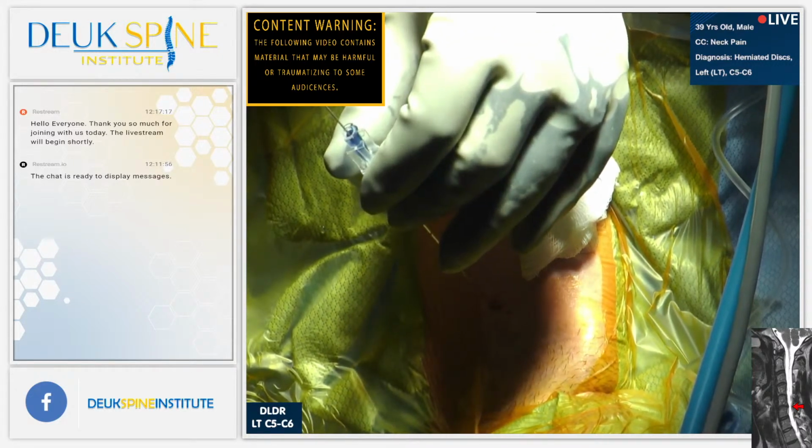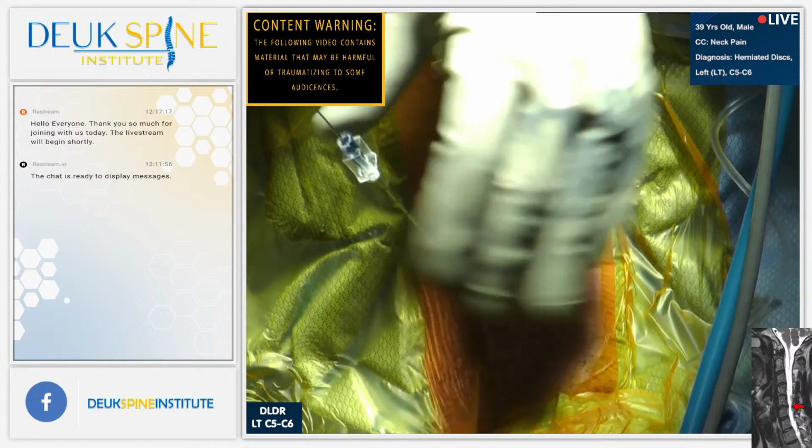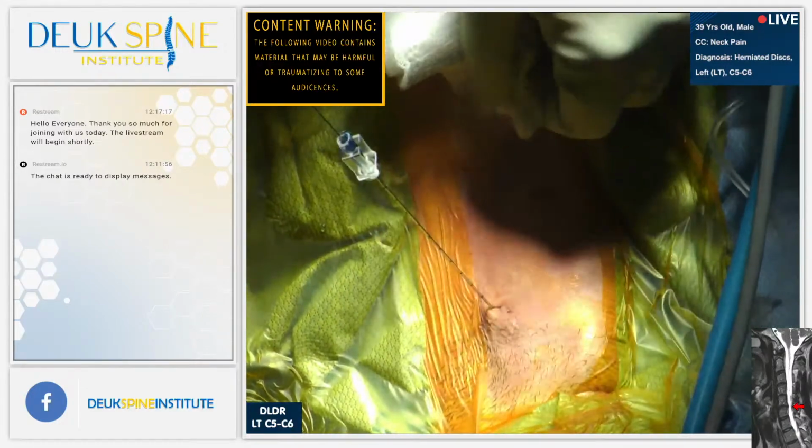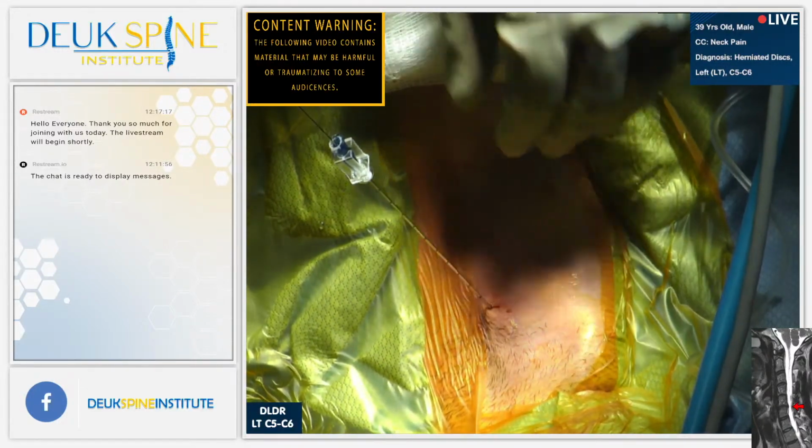All right, shot. At this point, we've made our incision. It's literally 4 millimeters. Thank you, Luis.